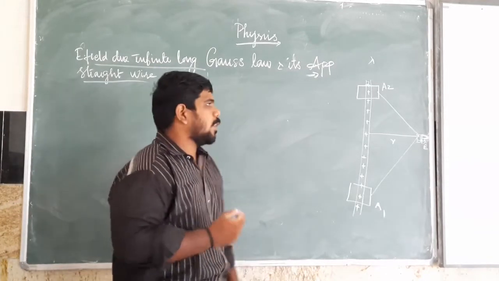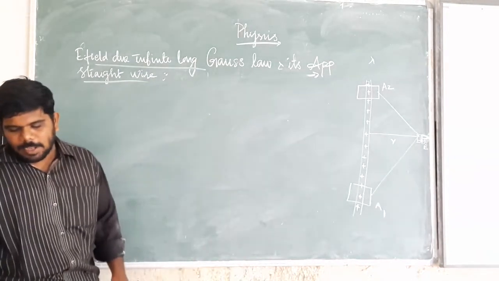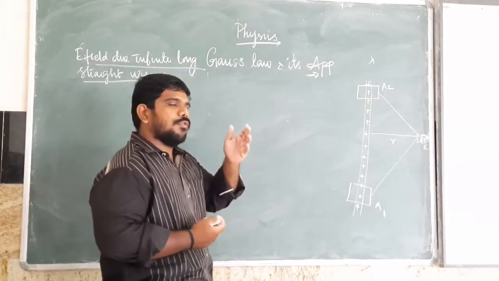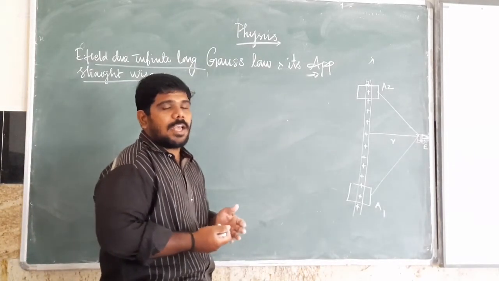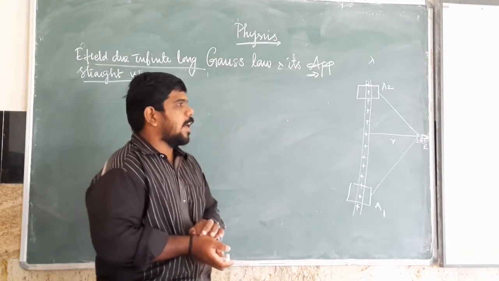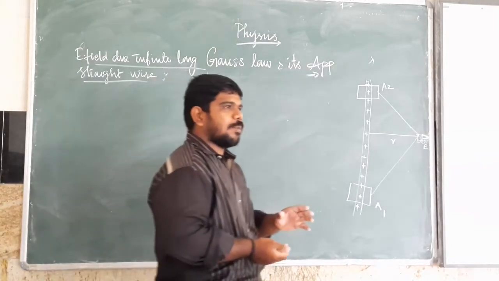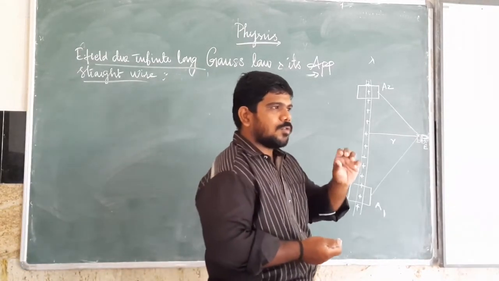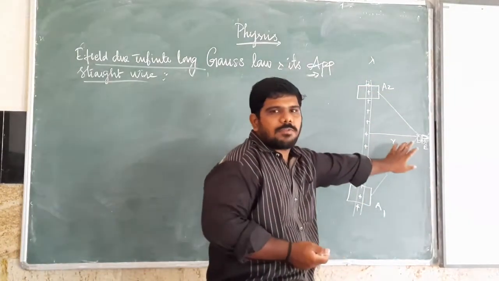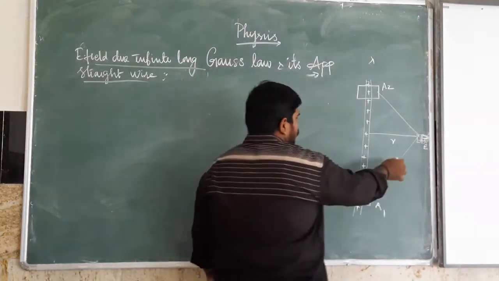So what are the points we have so far? Consider an infinitely long straight wire having a linear charge density lambda. Let P be a point at a distance r from the wire. Consider 2 small area segments A1 and A2 at equal distance from the point P.